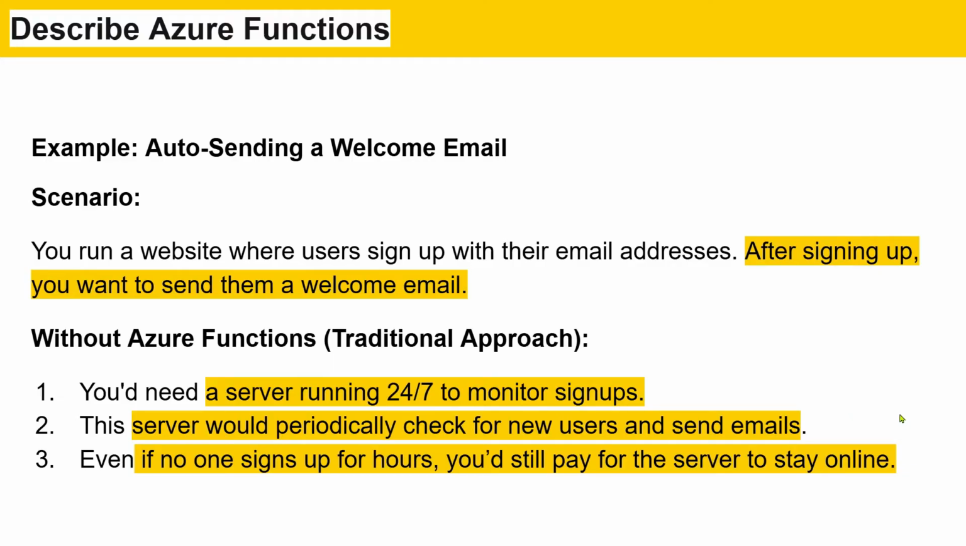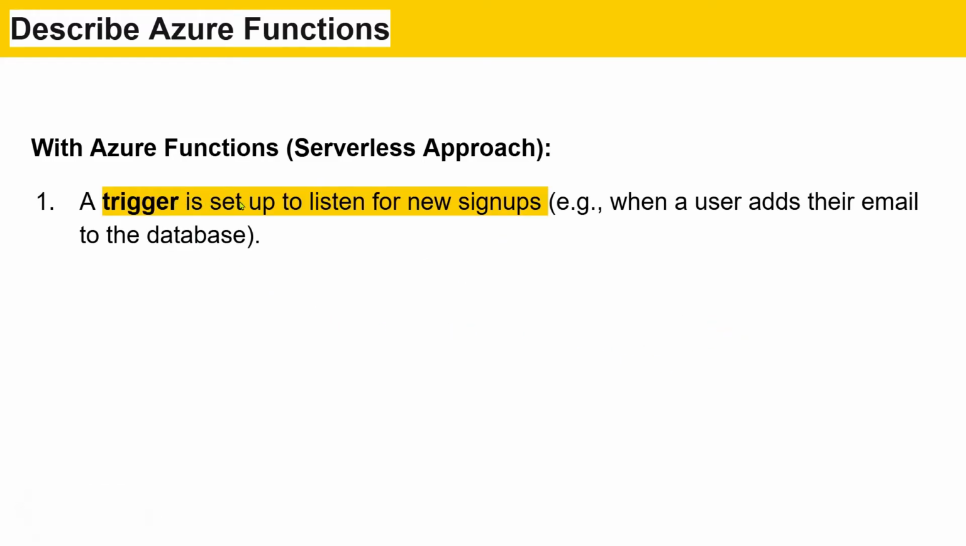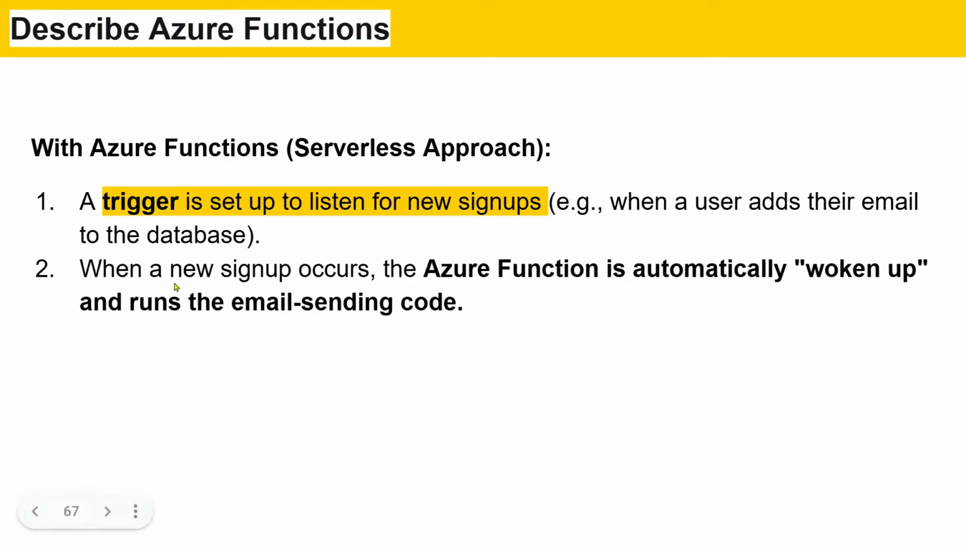Now, what happens with Azure Functions? If you have Azure Functions, a trigger is set up to listen for new signups. When a user adds their email and submits, it gets added to your database. The moment a new signup comes into your database, the Azure function is automatically woken up and runs the email sending code. So you have written code to send the email, and it will automatically run that code for you. You don't have to run a server for it.